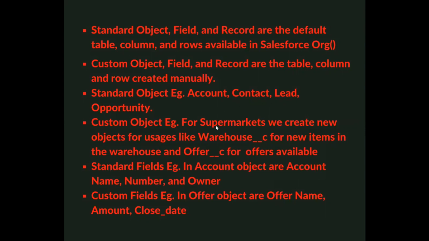And for custom objects, let's say I have a requirement to create an app for a supermarket. So I'm creating a warehouse. This is a custom object which I'm creating, or let's say transportation. This is another custom object which I'm creating for the supermarket. So it's a table which we are creating based on the requirement.